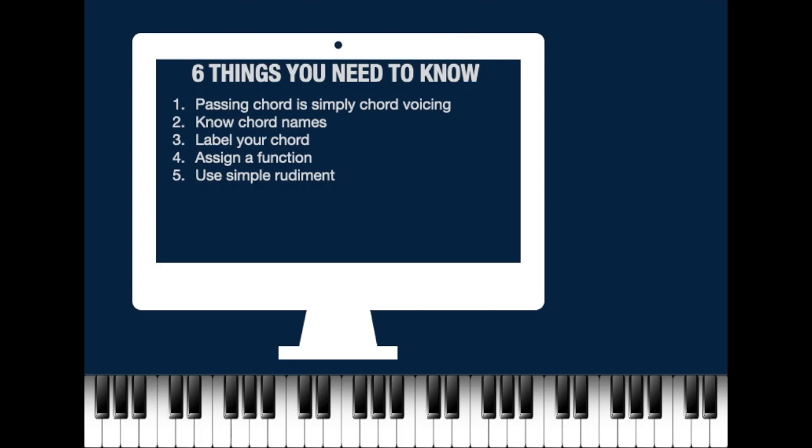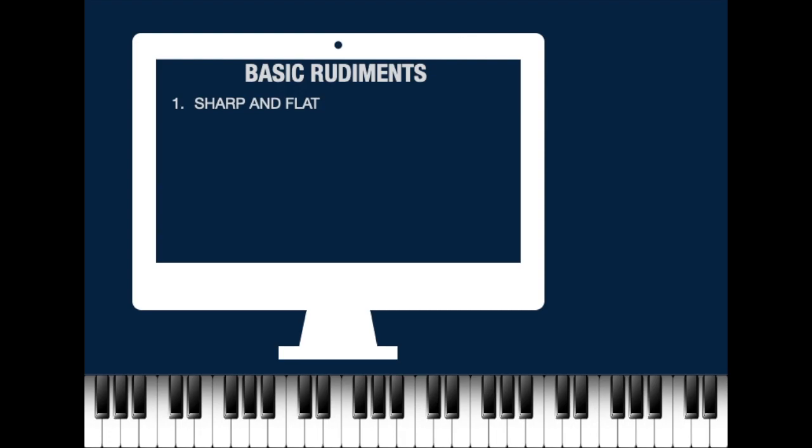The next one is use simple rudiments. Very basic rudiments, very, very important. You don't need complex rudiments, just the very basic rudiments. Let me give you an example. Sharp and flat. When it comes to passing chord, you have to know which number can be sharpened, okay, and which number can be flattened.